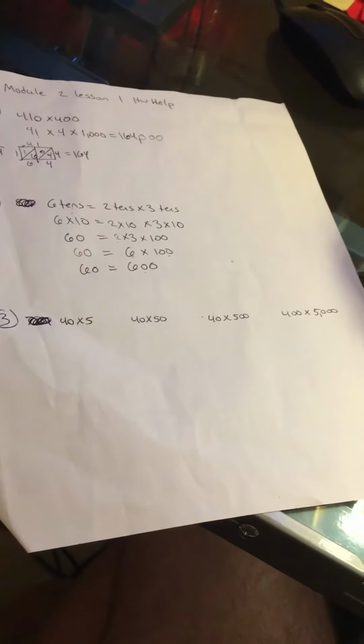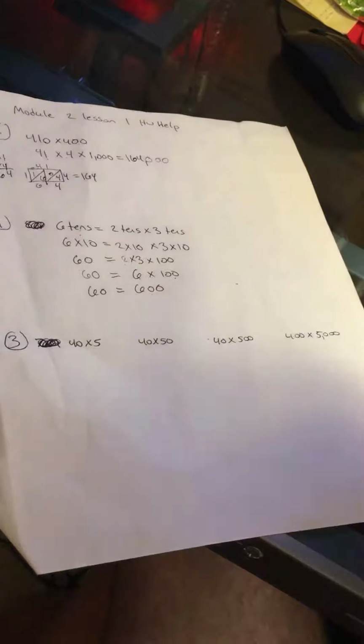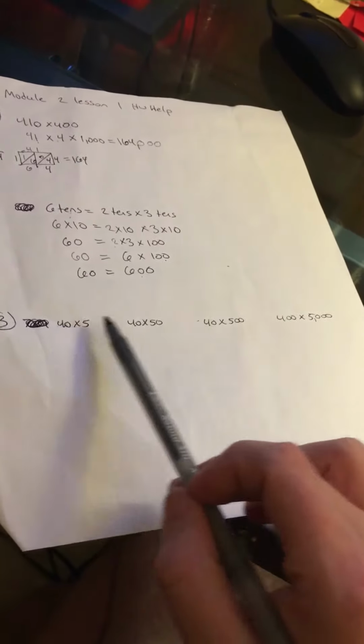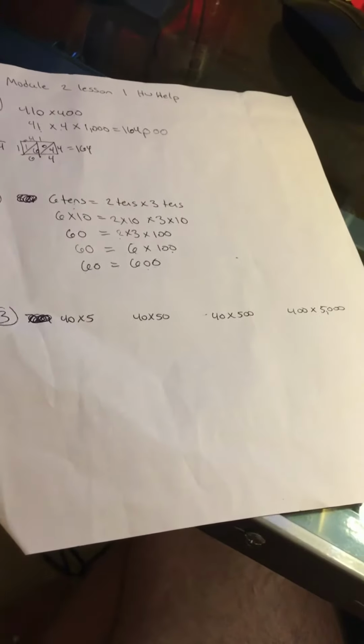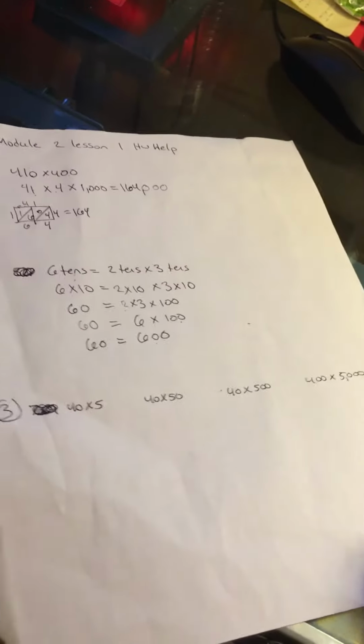We are now going to be solving the last of 3 problems from the homework, Module 2, Lesson 1. This, number 3, provides us with multiple problems with the same base numbers and different powers of 10. We must first begin by solving the most simple problem. This states 40 times 5.